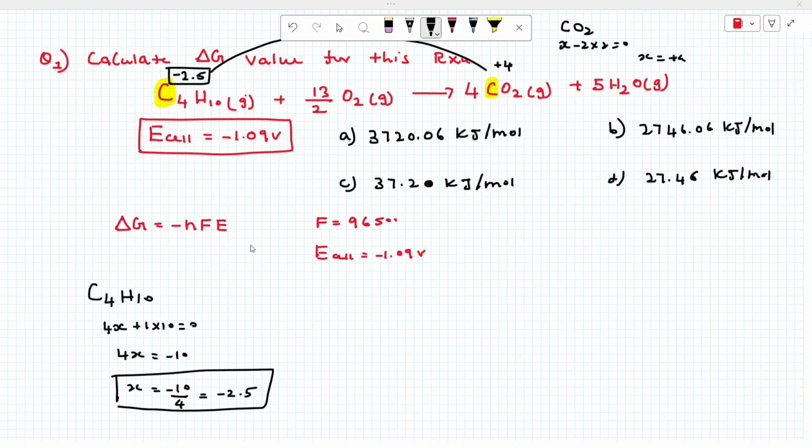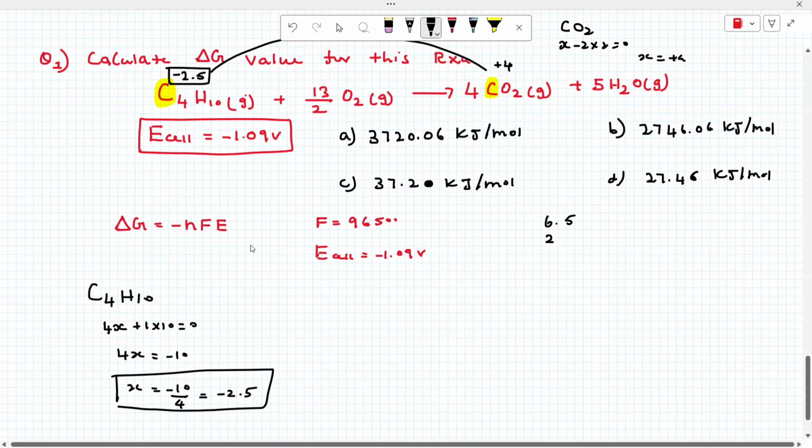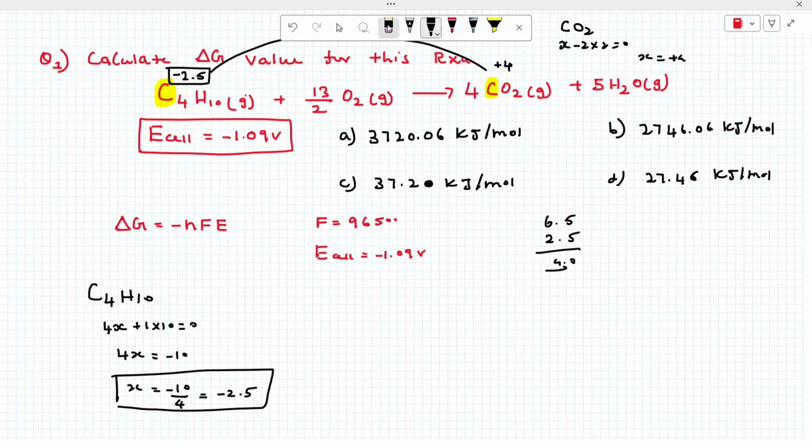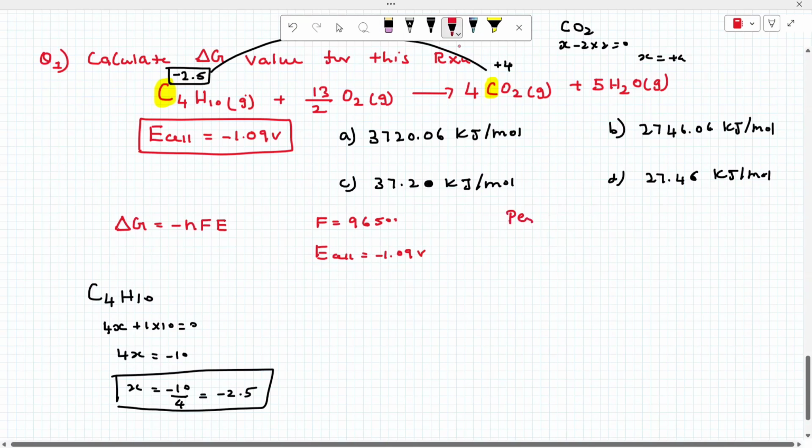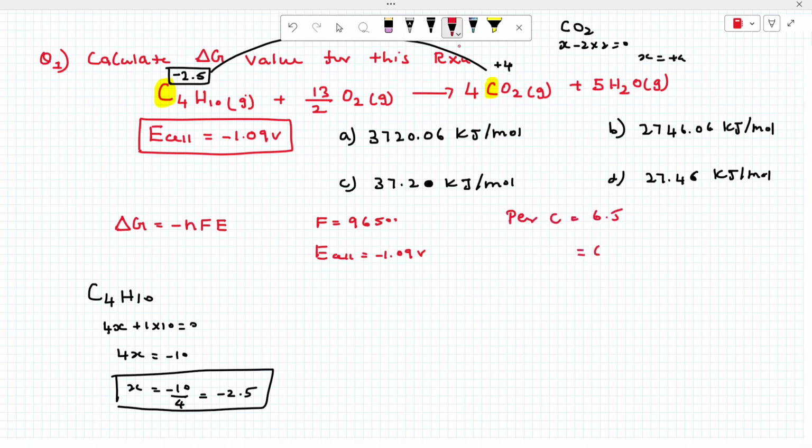What is the answer? Not 1.5. Anyone? See, the answer is 6.5 electrons per carbon. Total how many carbon atoms? 4 carbon. Therefore, 6.5 into 4, the answer is 26 electrons. Therefore, what is the n value? The n value is equal to 26.